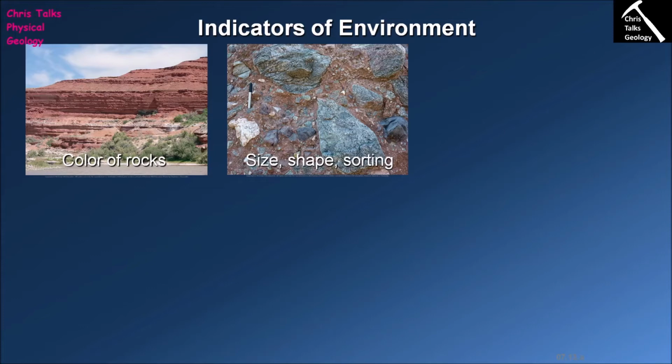In contrast, a sediment that contains lots of angular clasts, which is very poorly sorted and has a range of clast sizes, is typically seen for sediments that have not been transported very far at all.